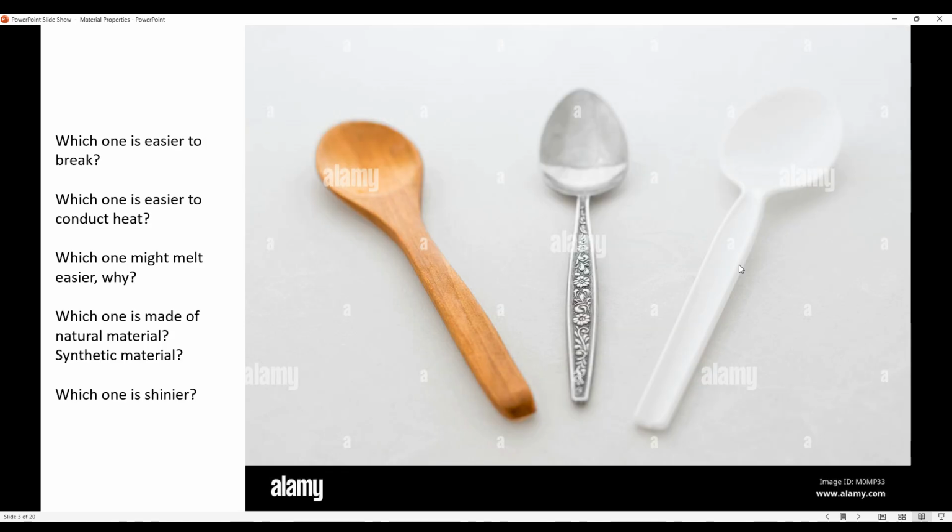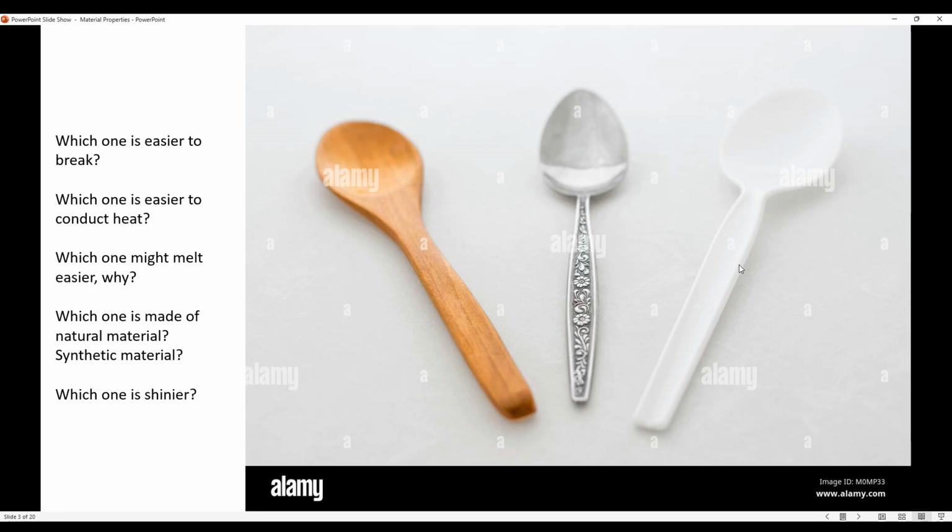We have some questions here on the left. Let's read these questions together and think about the answers. First question says, which one is easier to break? Which spoon? It's probably the plastic spoon, then the wooden spoon, then the metal spoon. Do you think you can break the metal spoon? Maybe not. Why do you think you can't break the metal spoon? Because the material is very different and it has different material properties that don't let it break.